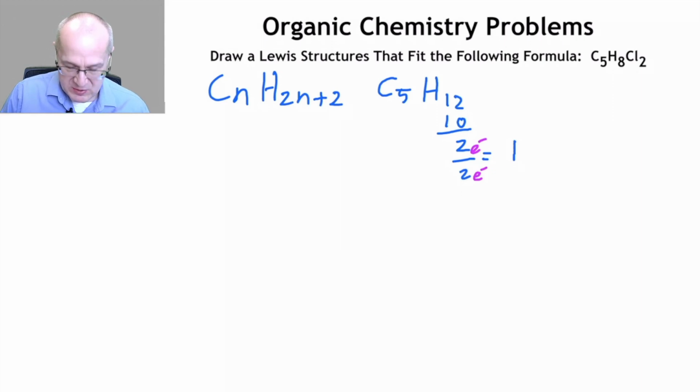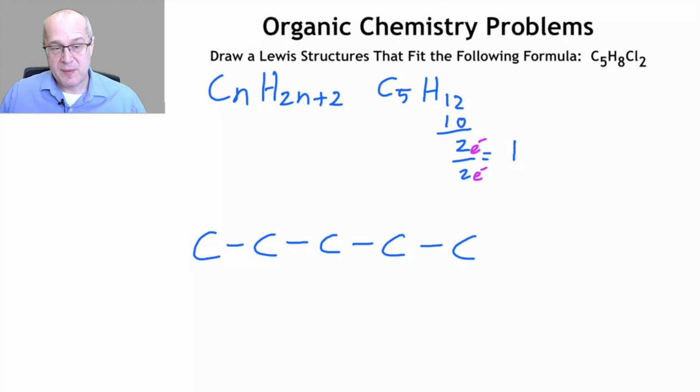I have 5 carbons. Make life easy. Put all 5 carbons in a row. I know I have a double bond, so just pick a place. Let's put it there. There you go. Put a double bond in. It could have been anywhere, but I chose to put it there.